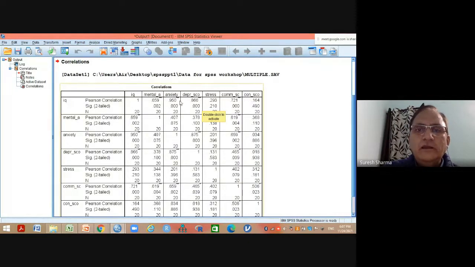So these 3 are important to predict IQ. I mean, I'm not saying predict, but they are correlated with IQ. Yes or no? Yes, sir. Now, come to the next one.